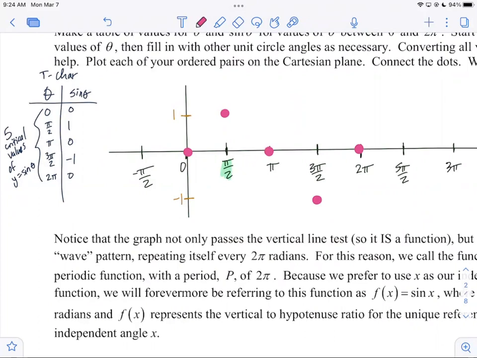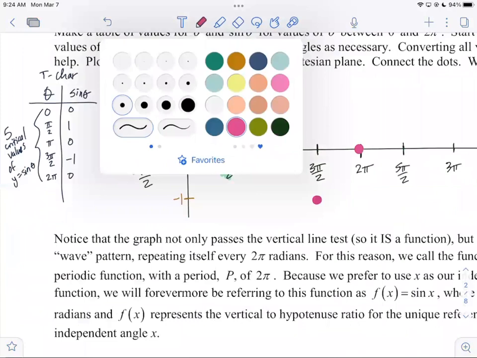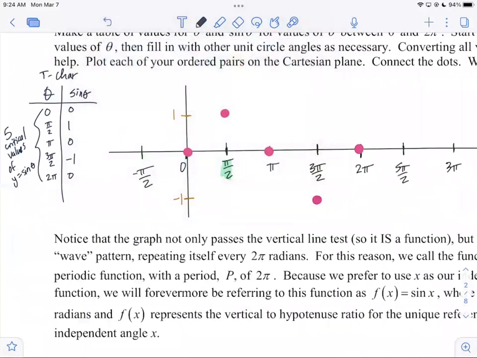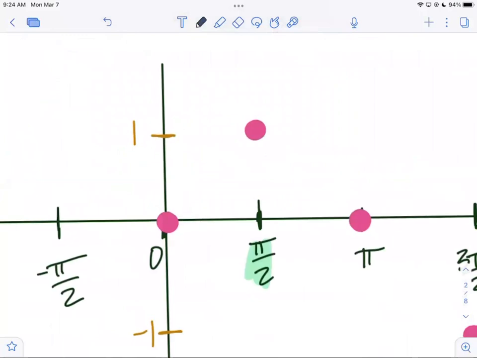Okay. Now, what we could do is fill in the blanks. What's happening between 0 and pi halves? Well, between 0 and pi halves, my sine ratios are increasing, right?